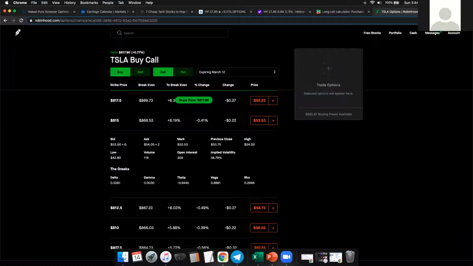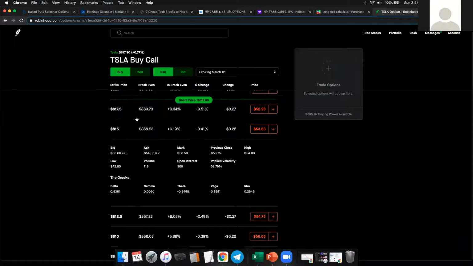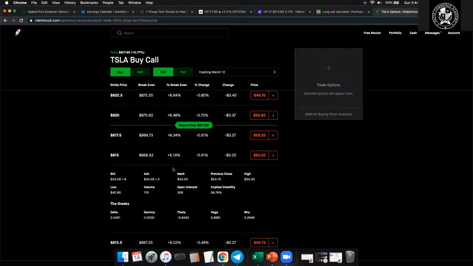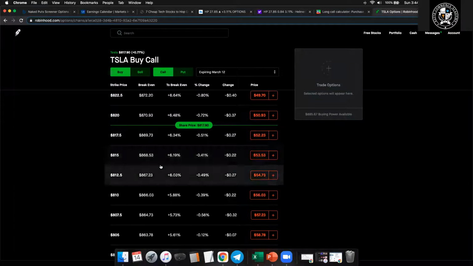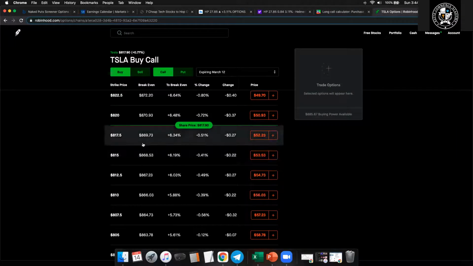Anything over that is profit. Anything under that, I'm taking a negative. To be honest with you, if you're in the money, then you're going to start seeing a little bit of profit before you hit this break-even price. But once you actually hit it, then you really are doing good.